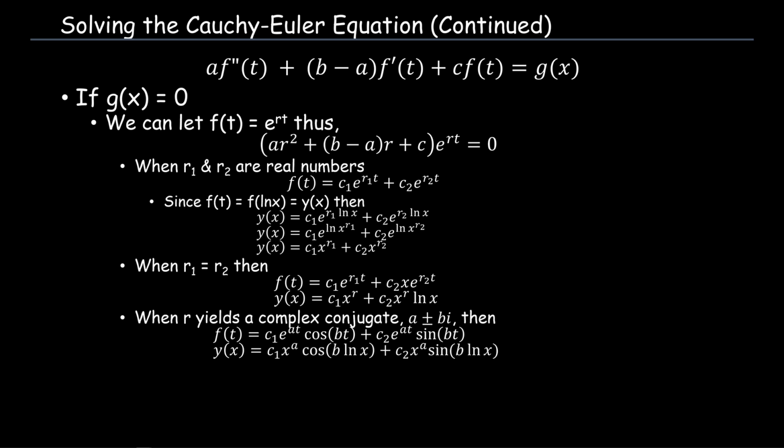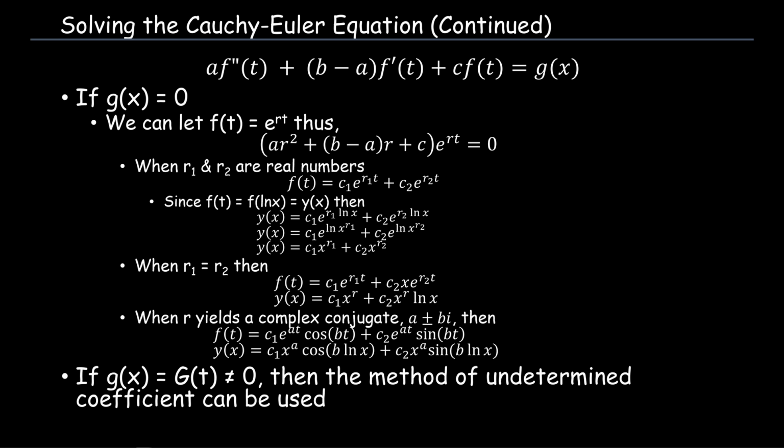In the case that g of x is equal to capital G of t, and that's not equal to 0, which means it's non-homogeneous, then the method of undetermined coefficients can be used, which is something that we know how to do. It kind of varies case by case, but we will do more examples on those. But yeah, that's pretty much it for this lecture, and I'll see you guys at the blackboard so we can do a couple of examples with both the homogeneous and non-homogeneous case.